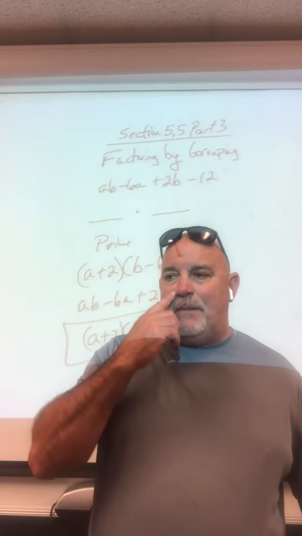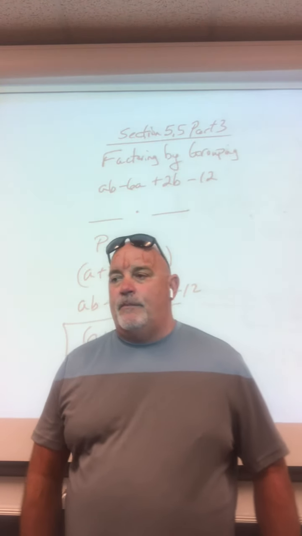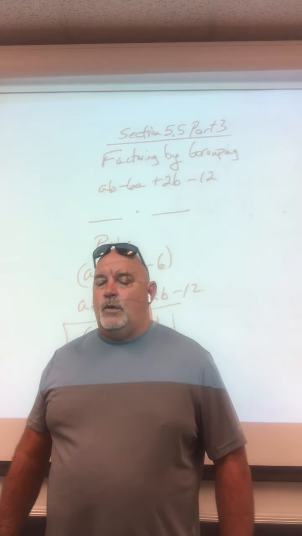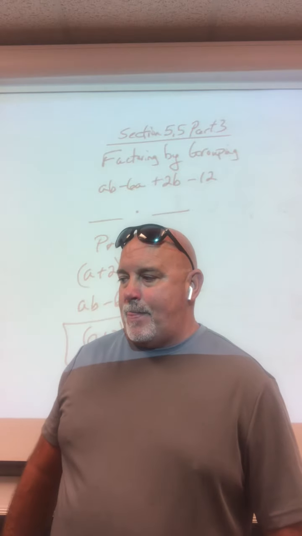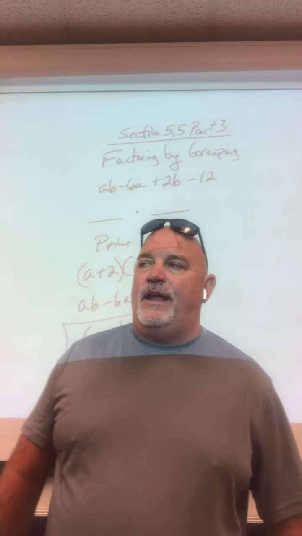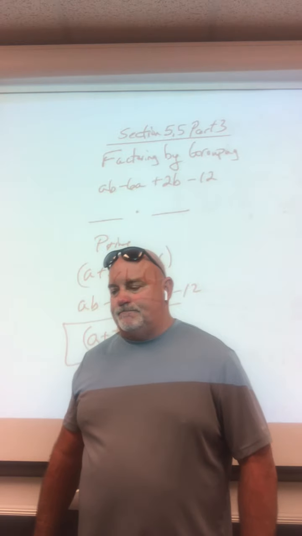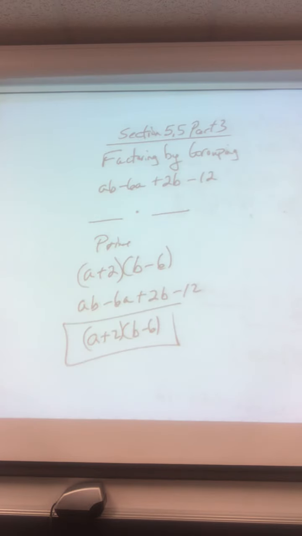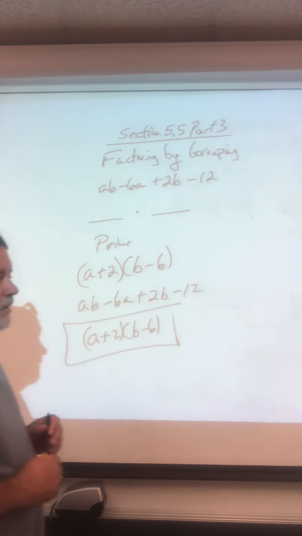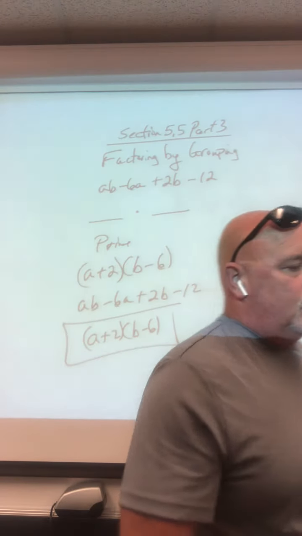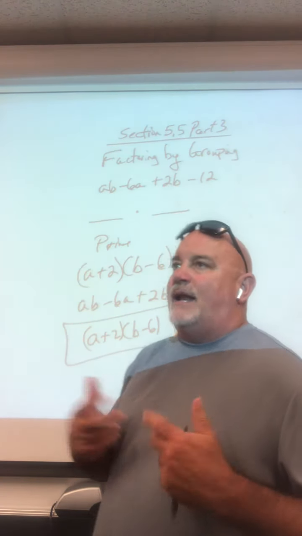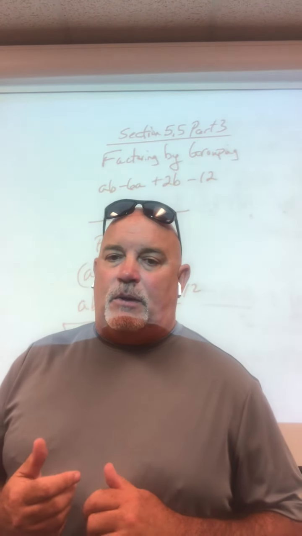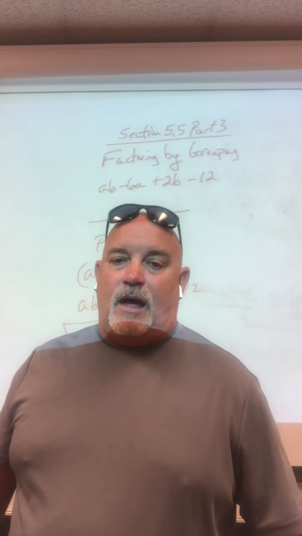If there is a common binomial, factoring by grouping will work by factoring out the common binomial. I'll show you what I mean by that in just a minute. What if there's not a common binomial in the two groups? Then we would call it prime.